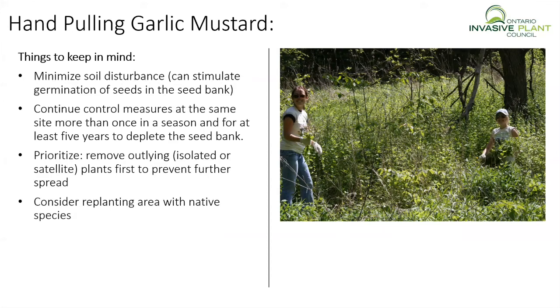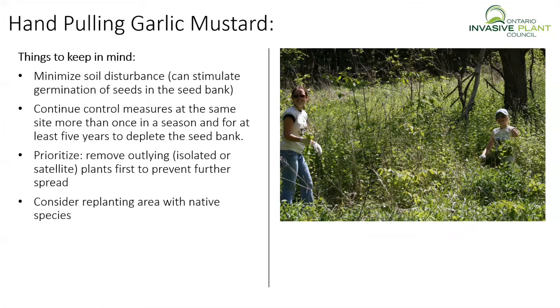The disturbance that's created will stimulate germination of seeds in the seed bank, and that's partly the reason why it's so important to continue the control measures at the same site for multiple years. So at least 5 years to deplete the seed bank, and more than once in a season, ideally. It's not per se that hand pulling itself is difficult, but more that it needs to be done persistently.